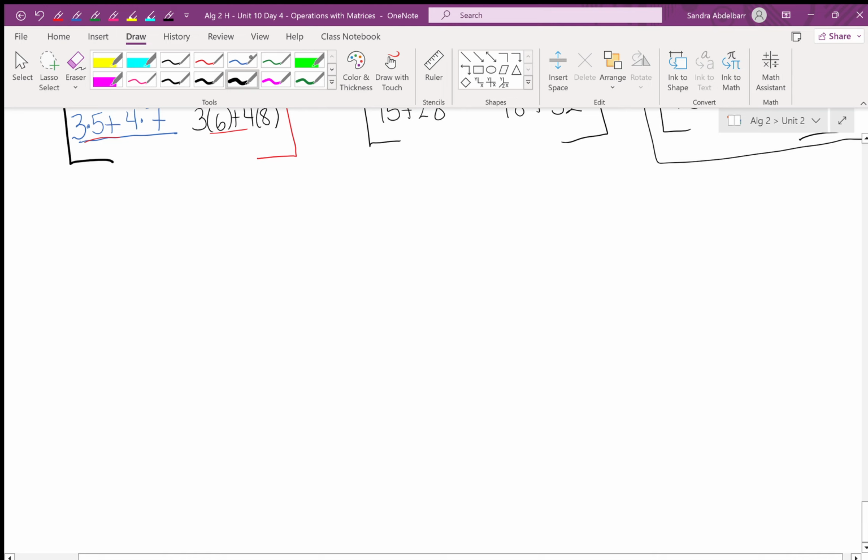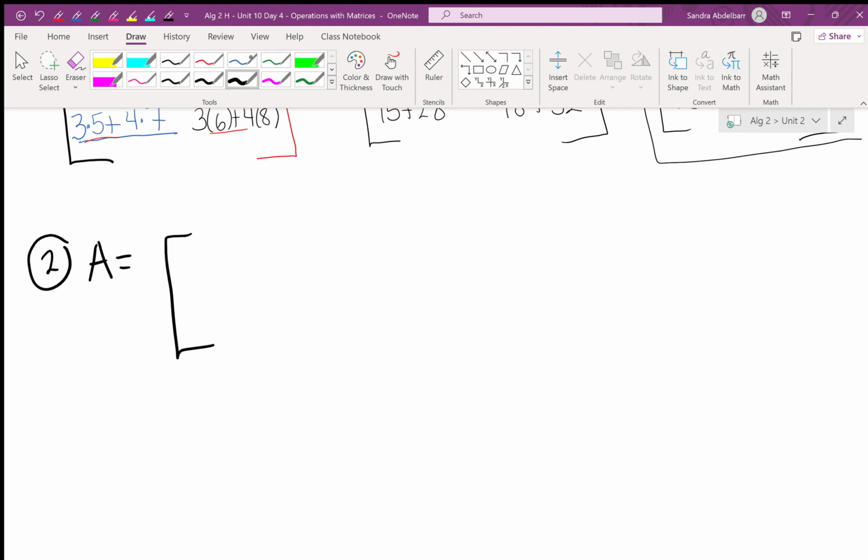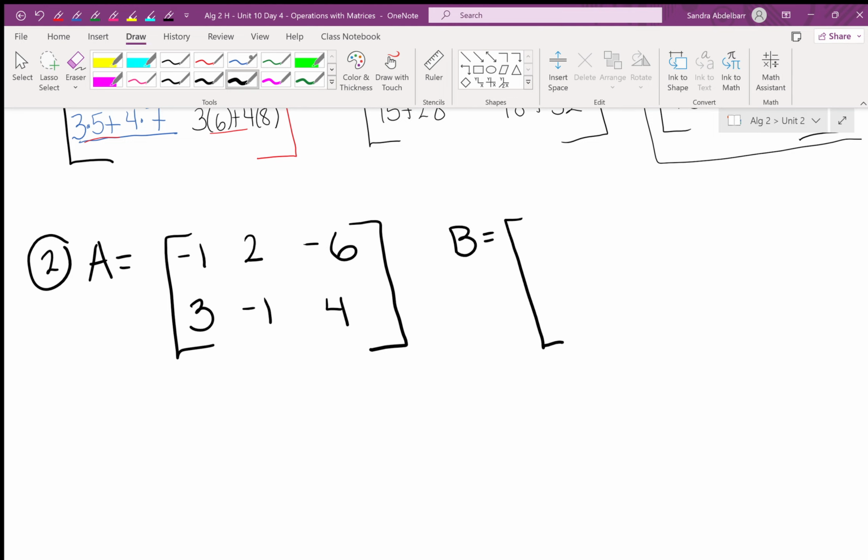So now let's say I tell you that matrix A is first row -1, 2, -6. Second row 3, -1, 4. Our second matrix is first row -6, 4. Second row -2, 3. Third row 1, -4.